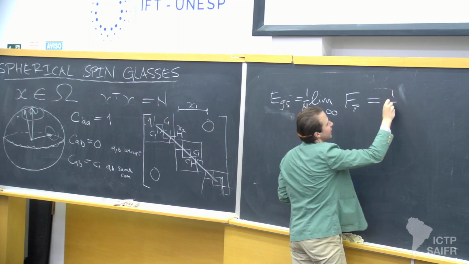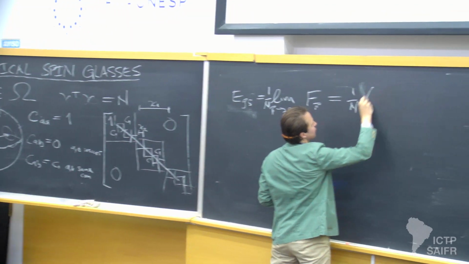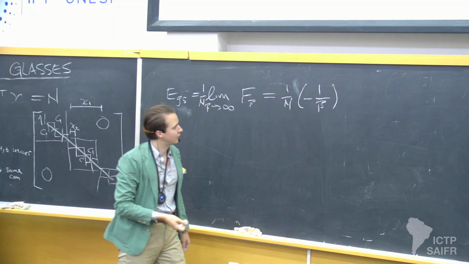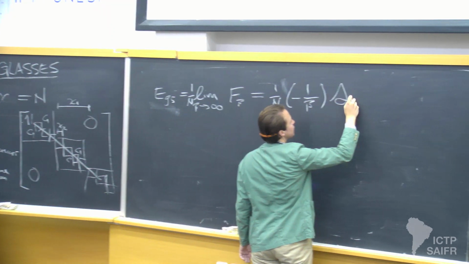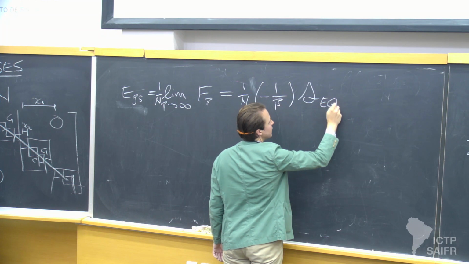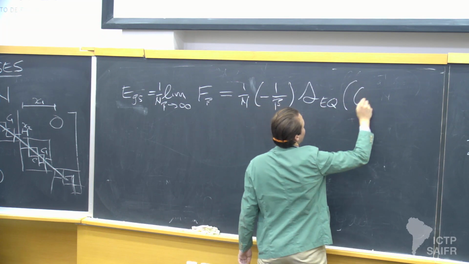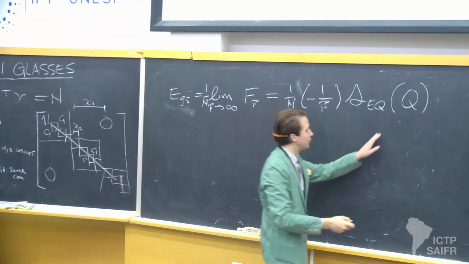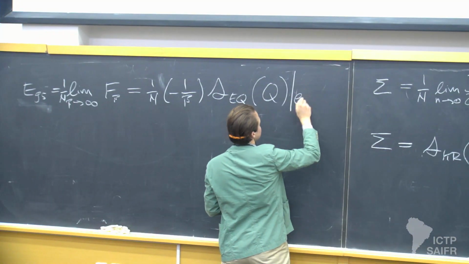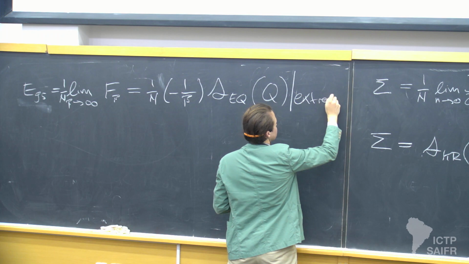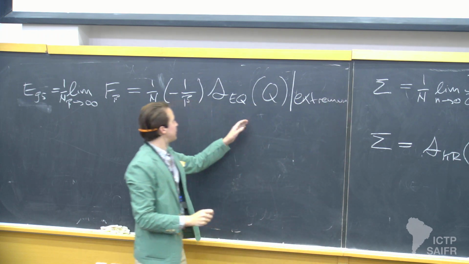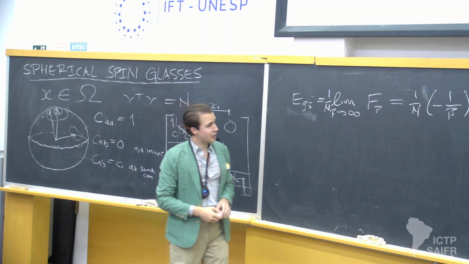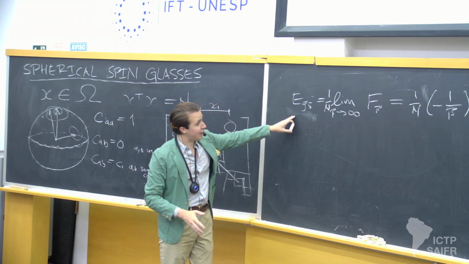So it's going to be 1 over n times minus 1 over beta to go from free energy to partition function times some effective action of equilibrium evaluated of a single matrix Q, the so-called overlap matrix, the more typical notation, evaluated at an extremum. Where, of course, there's a limit to 0 of the size of this matrix as well. And this should give us the ground state energy.